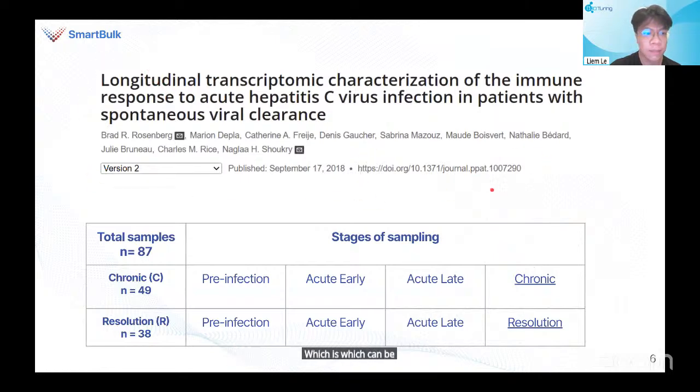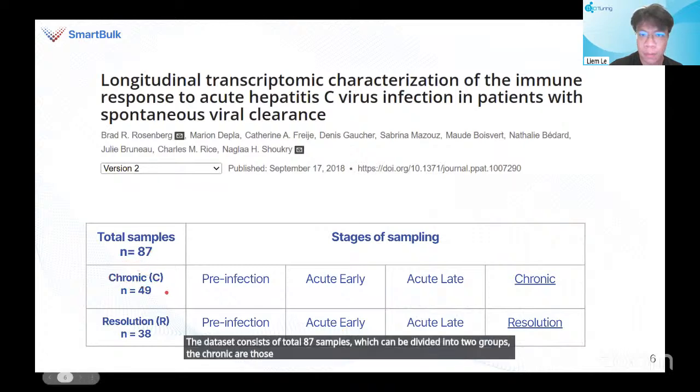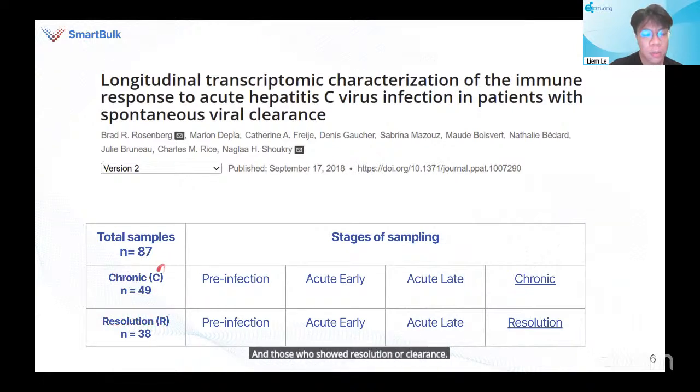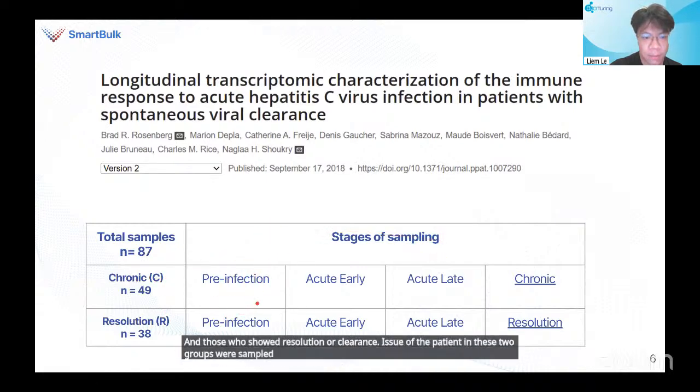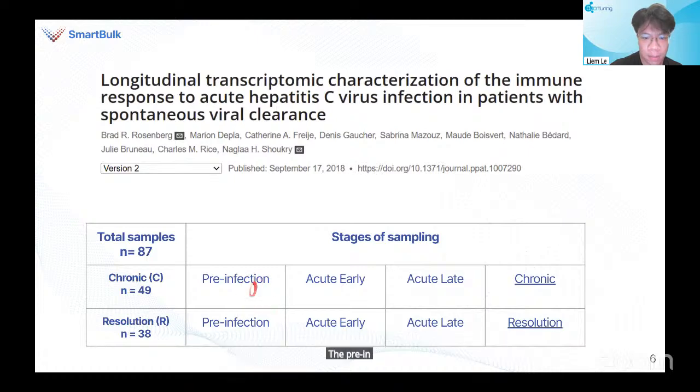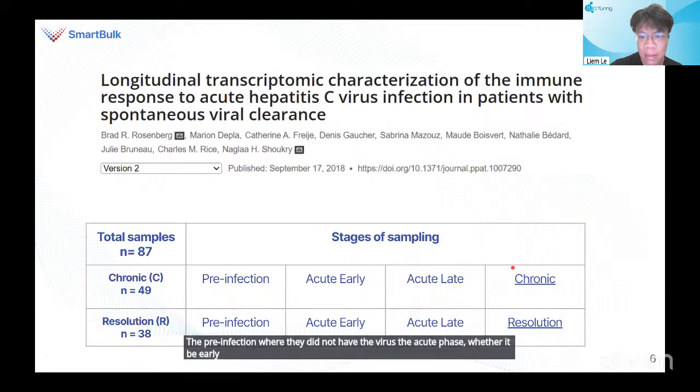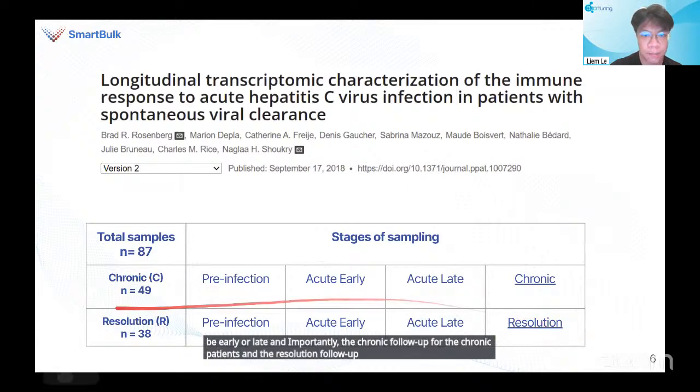For this talk, we introduce a very interesting data set, which can be found in this study right here. The data set consists of a total of 87 samples, which can be divided into two groups. The chronic are those who never recovered from hepatitis C, and the others are those who showed resolution or clearance. Each of the patients in these two groups were sampled across different time points: the pre-infection, where they did not have the virus, the acute phase, whether early or late, and importantly, the chronic follow-up for the chronic patients and the resolution follow-up for the resolution patients.